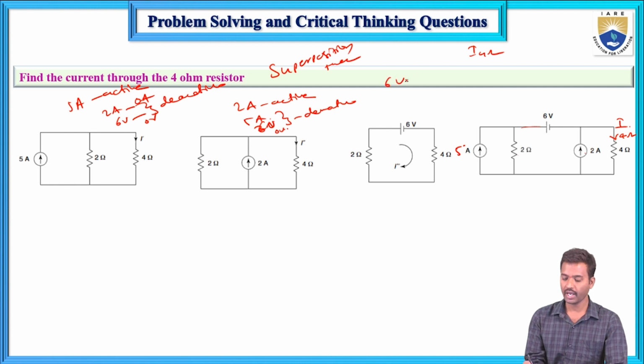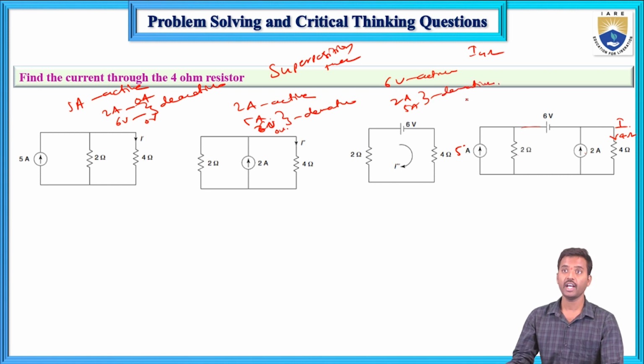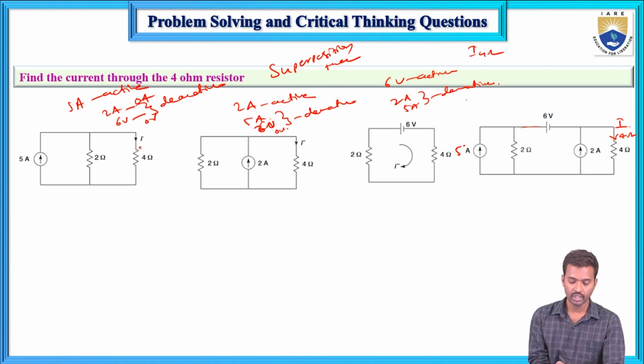And next, 6 volts active and 2 amp and 5 amp deactivated. A deactivated current source means 0 ampere, that means open circuit, and a deactivated voltage source means short circuit, that means 0 volts. So now this is individual response 1, I dash, individual response 2, I double dash, and individual response 3, I triple dash. If you add these 3 you will get the total response.